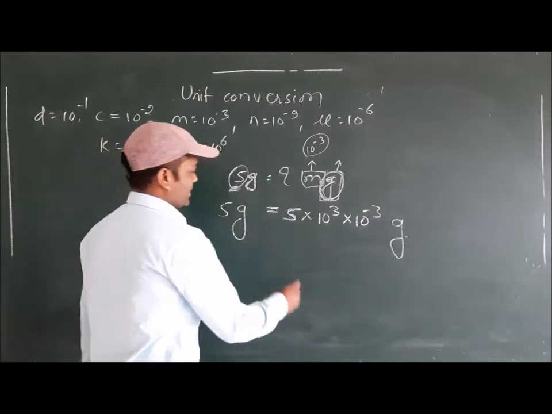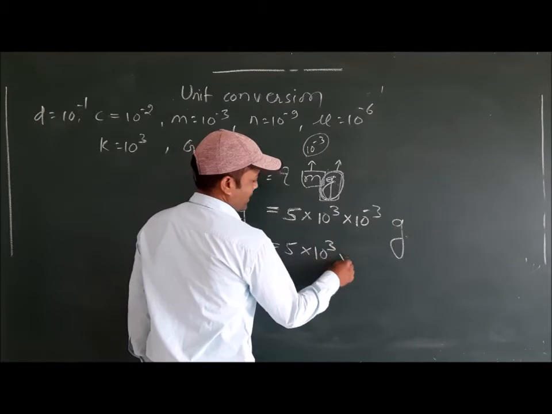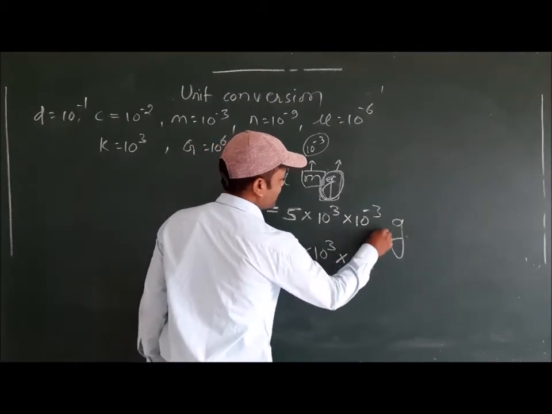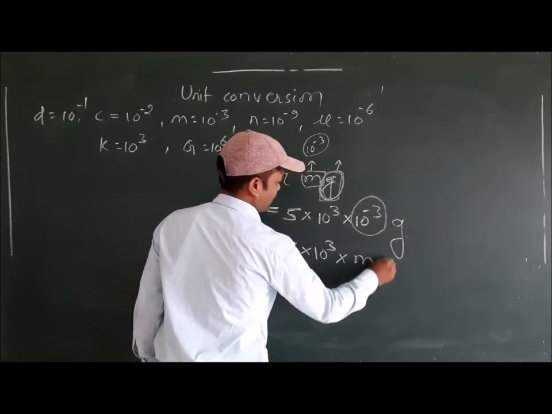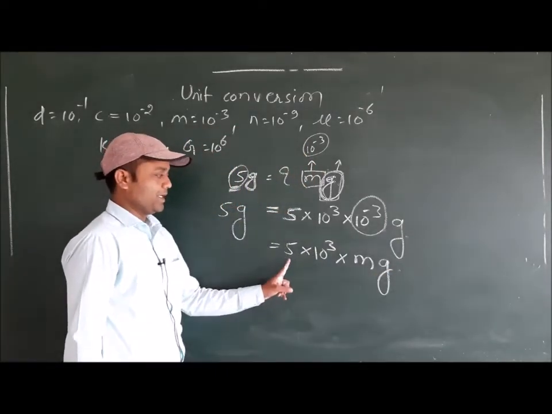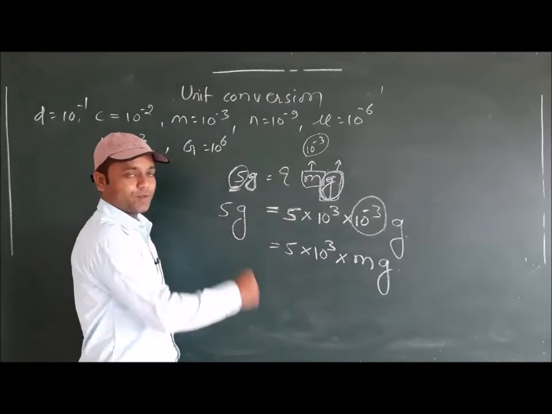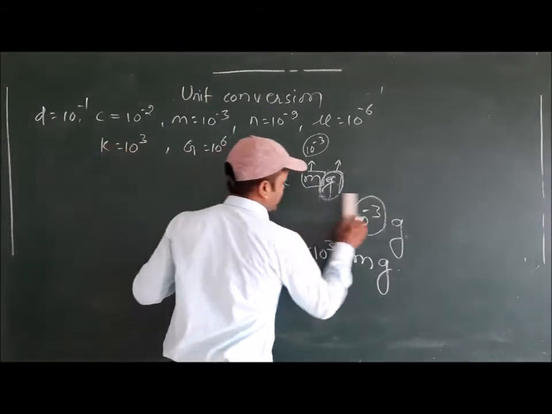Then next step, I write milli in place of 10 to the power 3, and gram. So this is the value of milligram. 5 into 10 to the power 3 milligram means 5 gram.